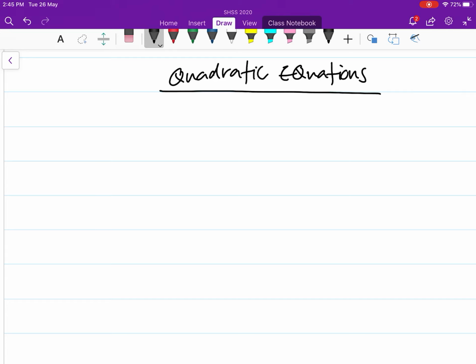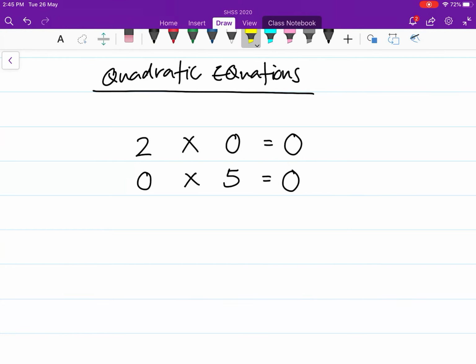Now, we know that the number 2 multiplied by 0 will give you 0. 0 multiplied by another number 5 will also give you 0. From here, we notice something. For it to be equal to 0, one of the numbers must be 0. It doesn't matter whether it is this one or this one, but one of the numbers must be 0. So this is the concept surrounding this topic.